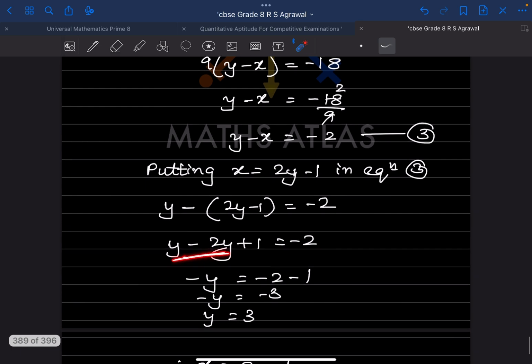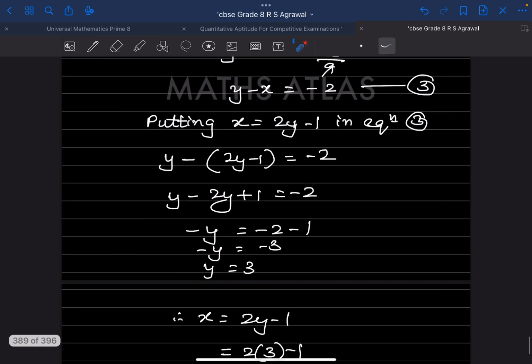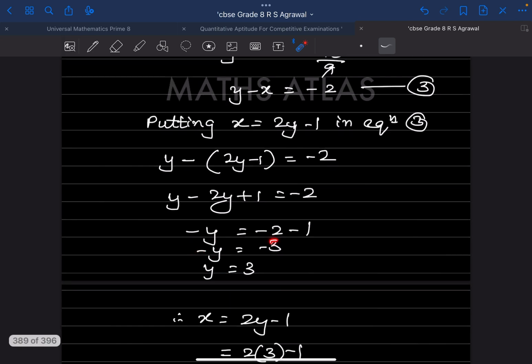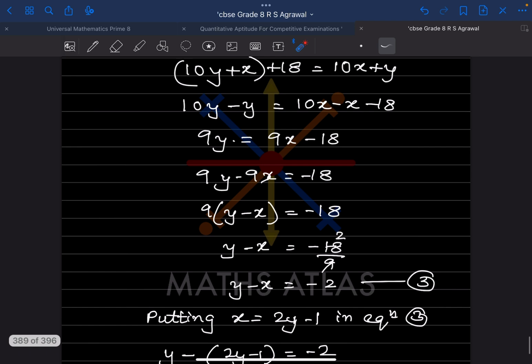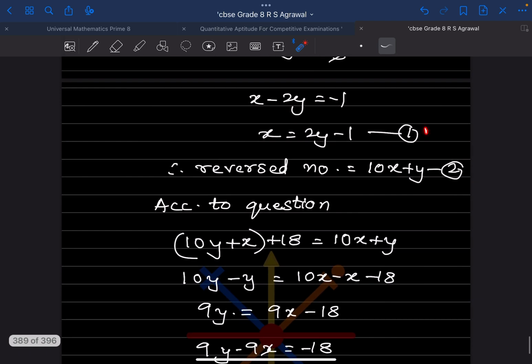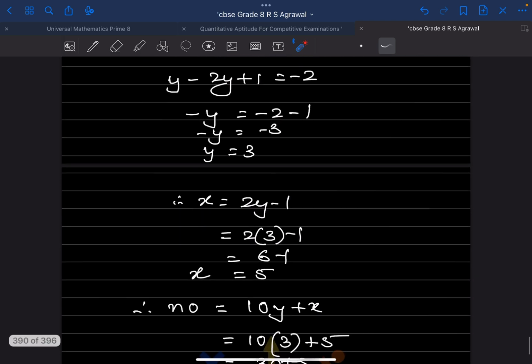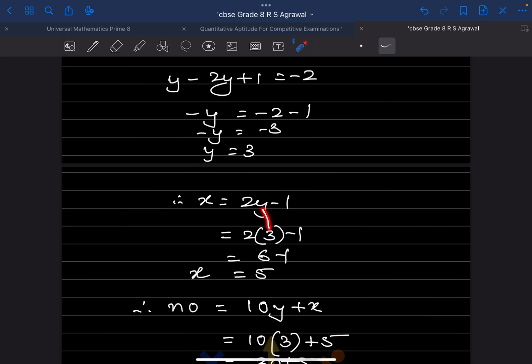So when you solve this part, y minus 2y plus 1 is equal to minus 2. Here y minus 2y is going to be minus y, and minus 2 plus 1 is going to be minus 1. Wait, that gives minus y is equal to minus 3. So this and this get cancelled, so y is equal to 3. So what will be x here? x is going to be 2y minus 1. So that will be 2 into 3 minus 1, which is 6 minus 1. So x is 5. So you got the values y is 3 and x is 5.